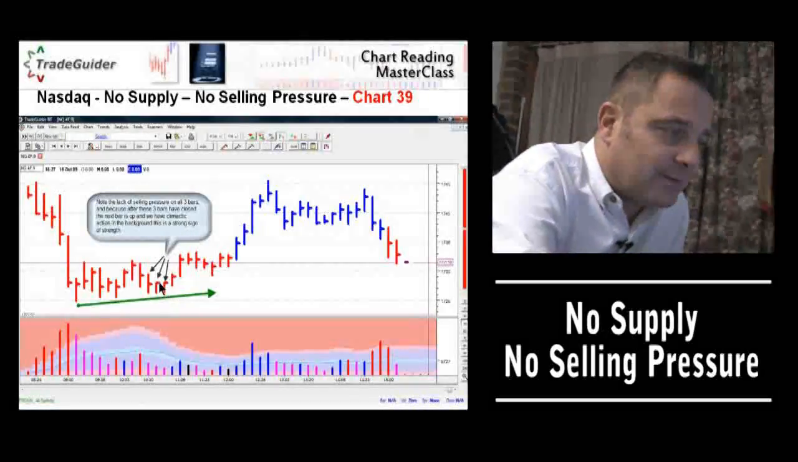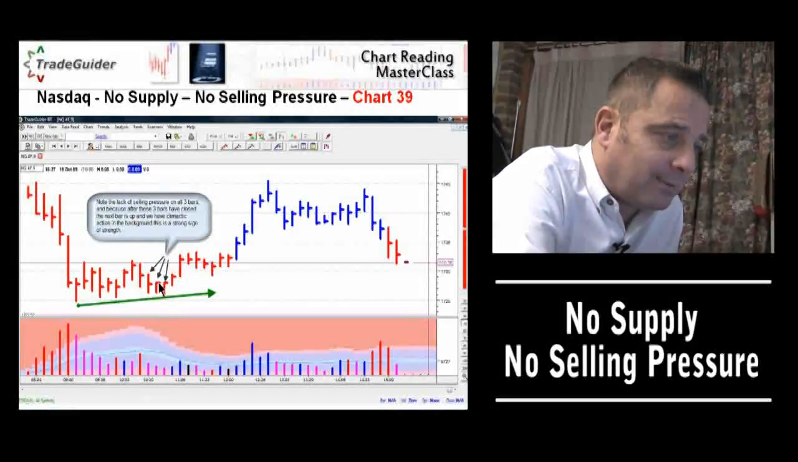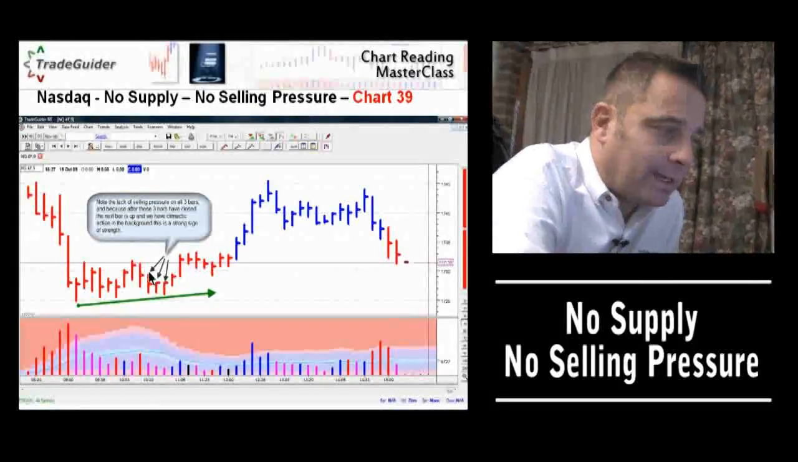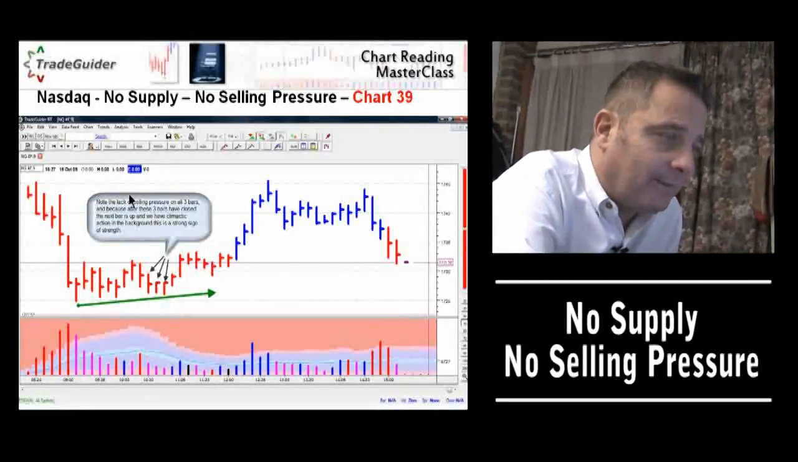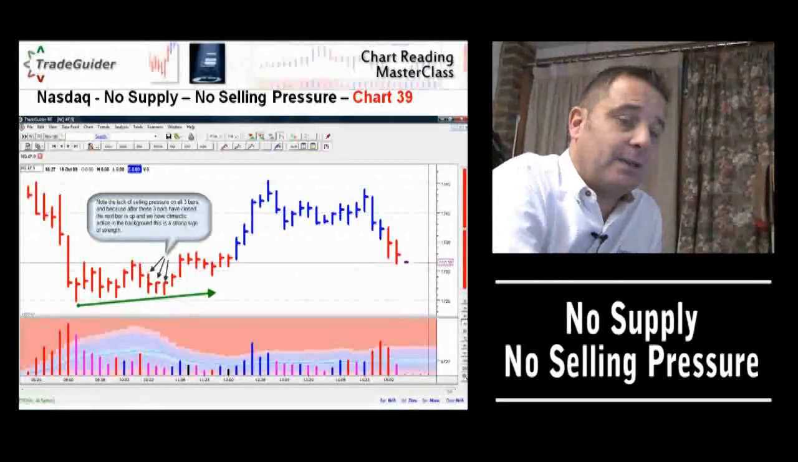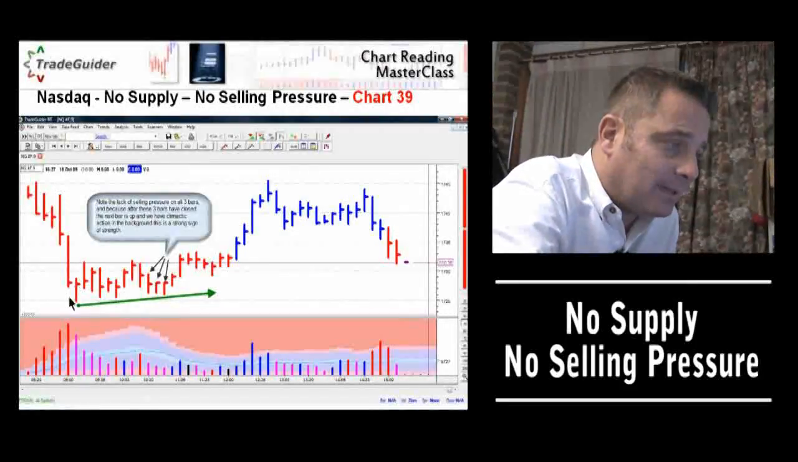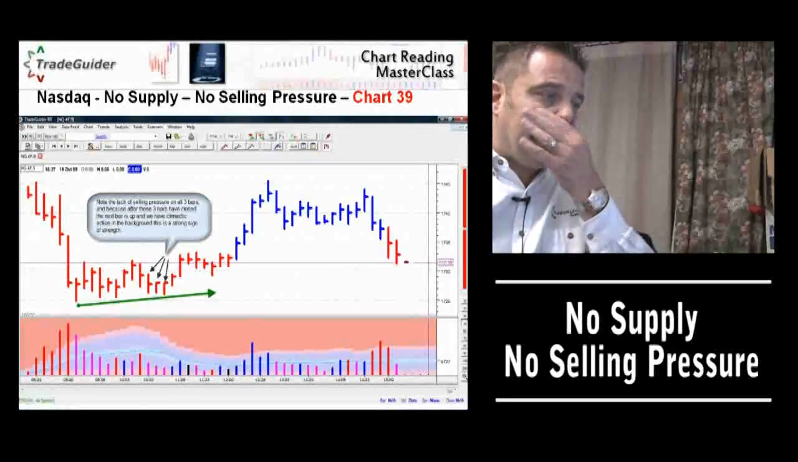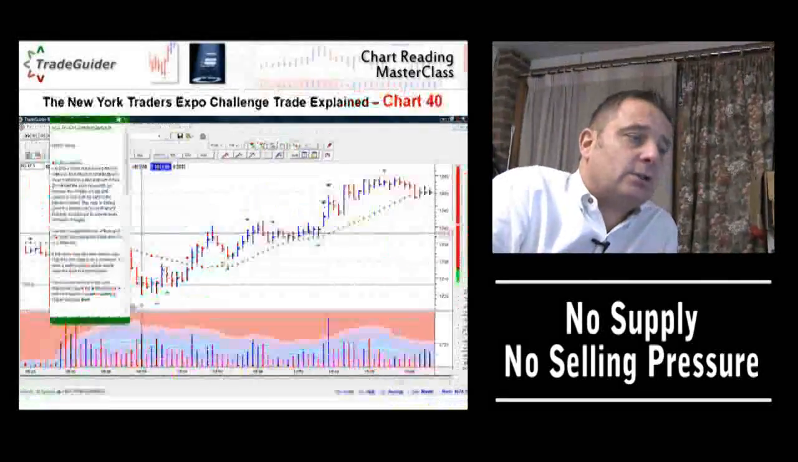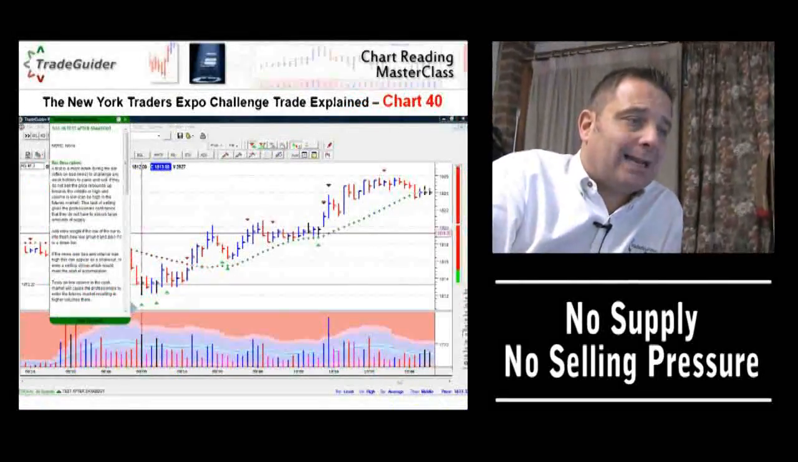But here is lack of selling pressure on these three bars. The volume is declining. The market doesn't fall on this declining volume, and the next bar is up. A very, very strong sign of strength, because you've got this right here in the background: widespread down on very high volume. Here we have the trade that I took at the New York Traders Expo Challenge.